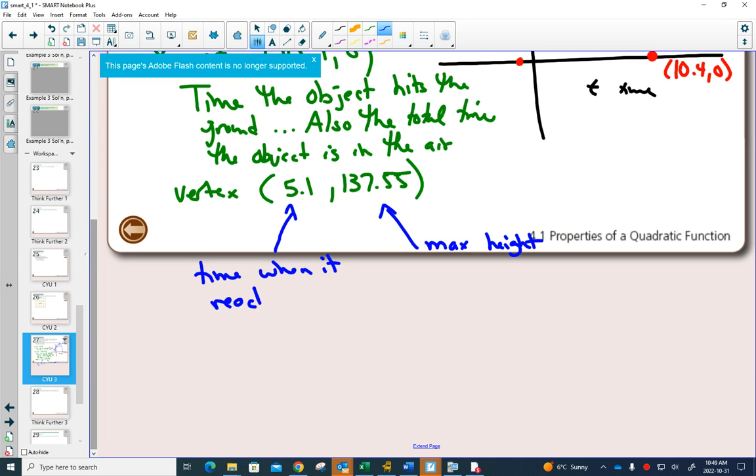Okay? And this part is the time when it reaches the maximum. So if you threw a ball up with 50 meters per second initial velocity, in 5 seconds it will reach that maximum height.